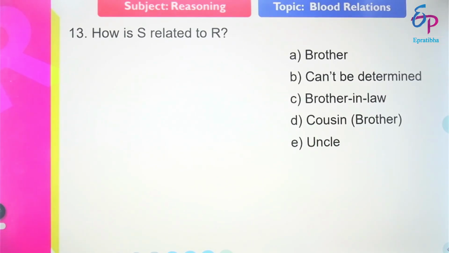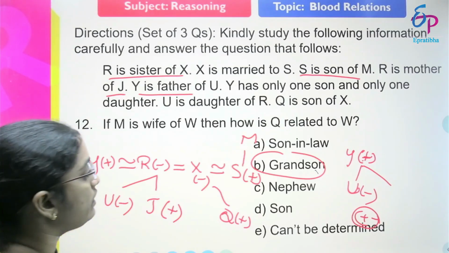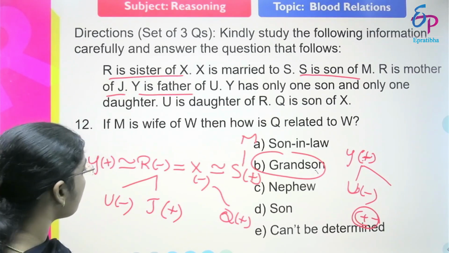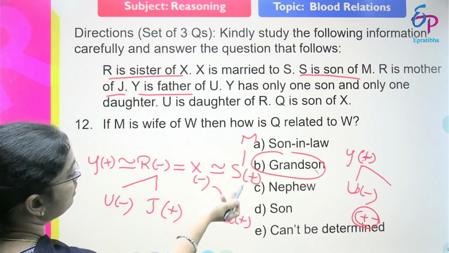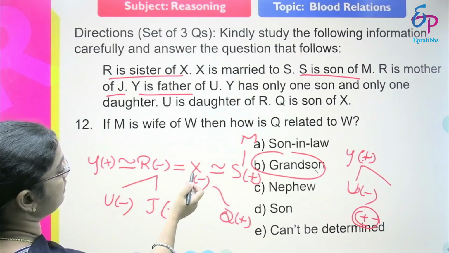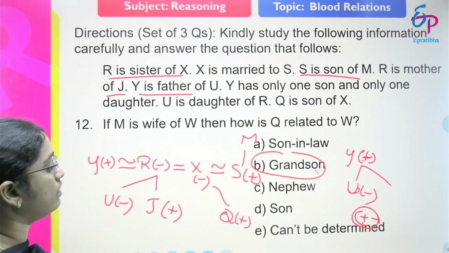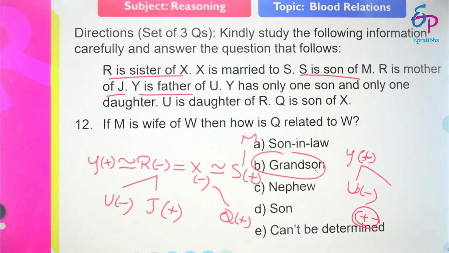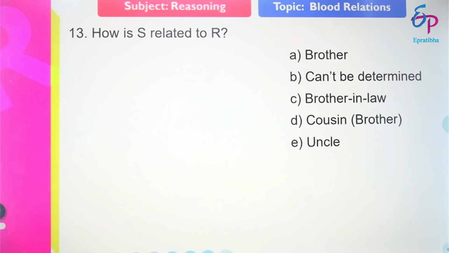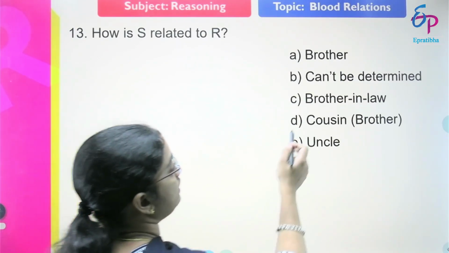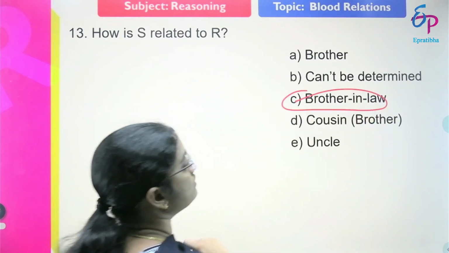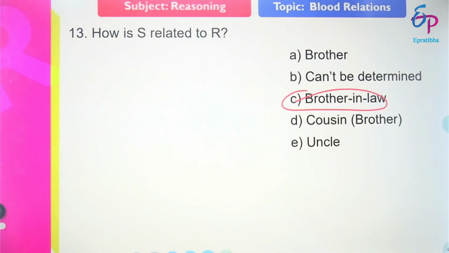How is S related to R? S is spouse's sister's... that means S is brother-in-law of R, and R is sister-in-law of S. Then move to the next question.